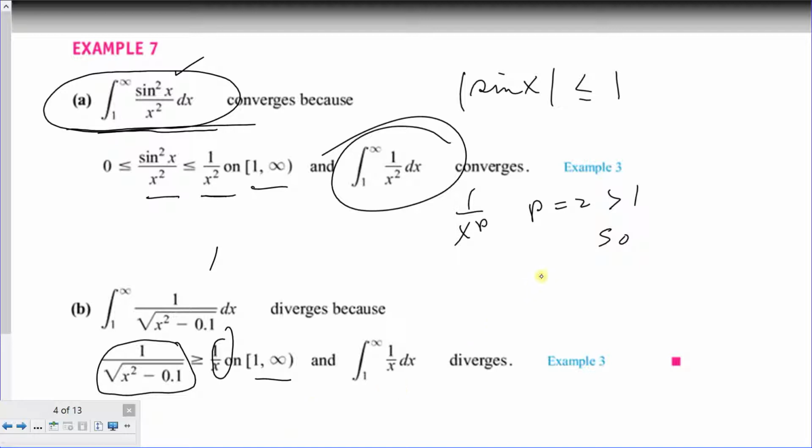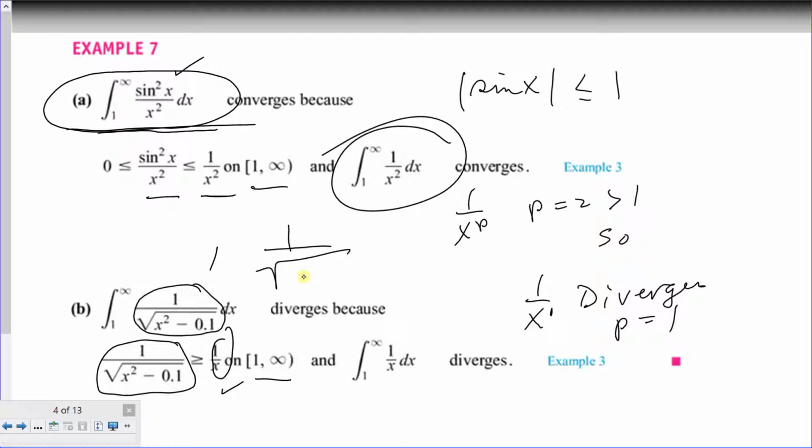Now we know that 1 over x to the 1 power diverges because p equals 1. Since this function is more than 1 over x, then we conclude that the integral of 1 over the square root of x squared minus 0.1 dx from 1 to infinity must also diverge.